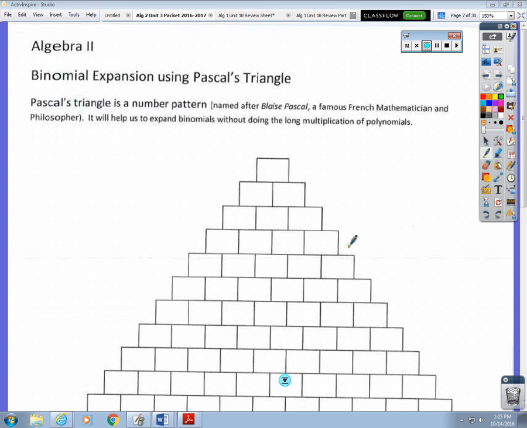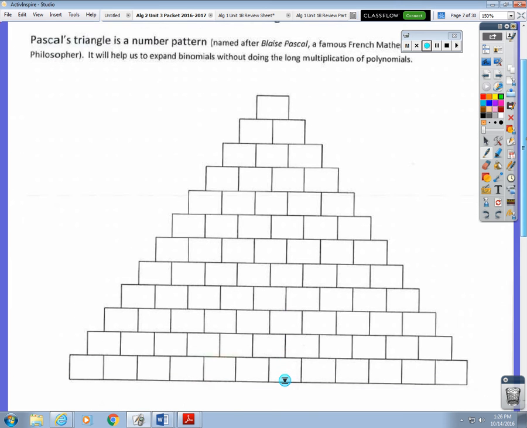Pascal's triangle then. Pascal's triangle is a number pattern named after Blaise Pascal, a famous French mathematician and philosopher. It will help us to expand binomials without doing the long multiplication of polynomials. Really, you only have to memorize one part of it.